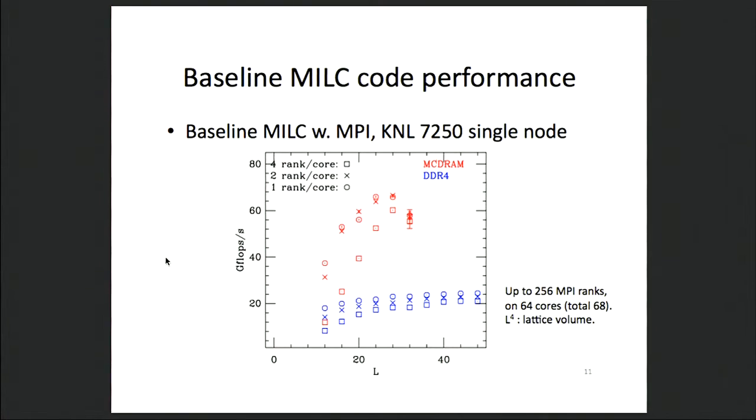This is a graph showing the baseline MILC code with MPI only on a single KNL node. It uses up to 256 MPI ranks, which is 4 MPI ranks per core. We see that when we use the MCDRAM, we saw a boost of 3 times in the performance. The x-axis is the lattice size, which is the problem size, and the y-axis is the total performance in gigaflops. With MCDRAM in cache or flat mode, we didn't see much performance difference; they're pretty close.